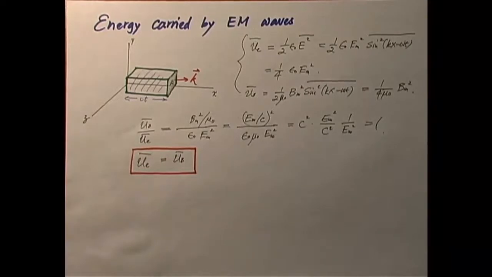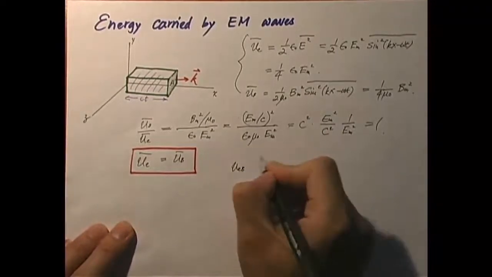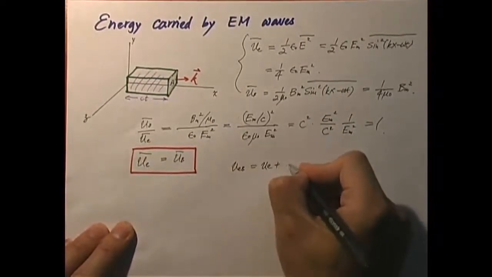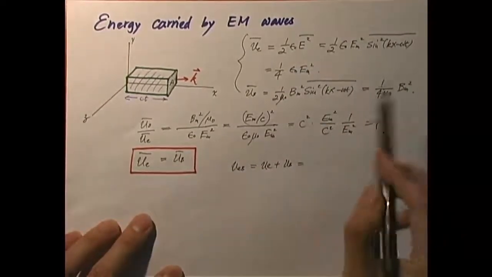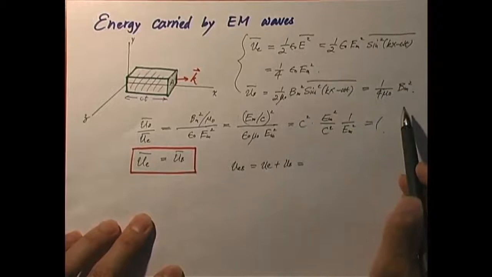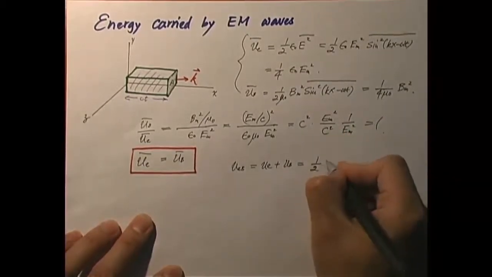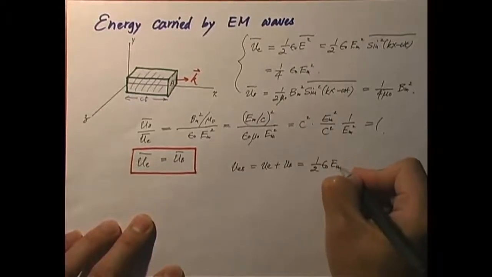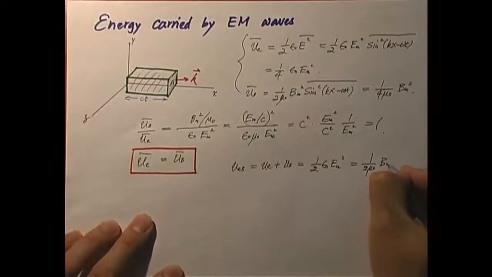Now with that, I am able to rewrite the total energy density UEB. That equals UE plus UB. I can write either of these times a factor of 2, because they're equal to each other. For example, I can write 1/2 epsilon naught E maximum squared. I can also write 1/2 mu naught B maximum squared.